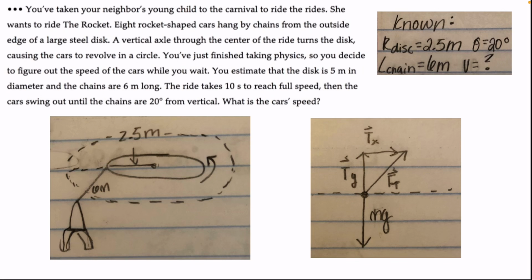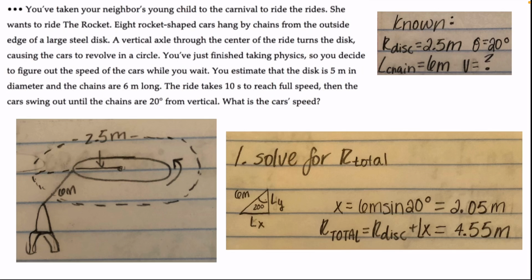So we were given that the chain length is 6 meters and that vertical angle is 20 degrees. So we can go ahead and just use trig and solve for that horizontal length to be 2.05 meters. That's going to be the additional amount of that radius. So we just add that to the 2.5 that we were initially given and come out getting 4.55 meters for the radius of the path that the rocket is going to take.